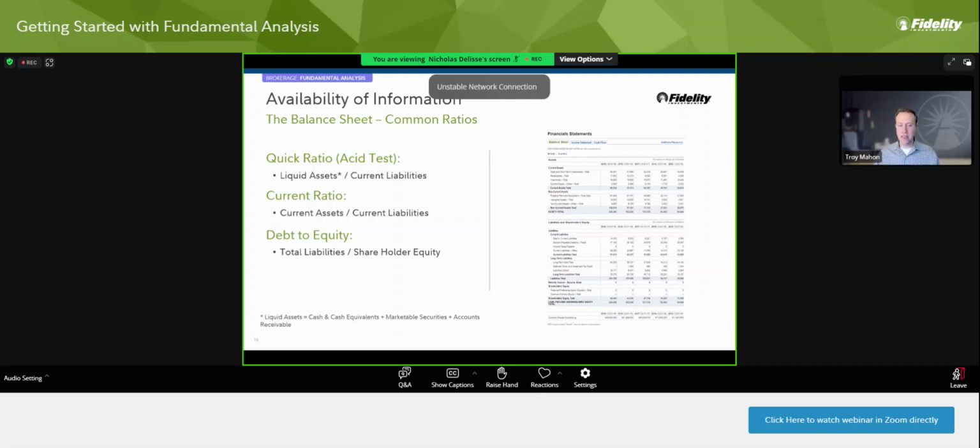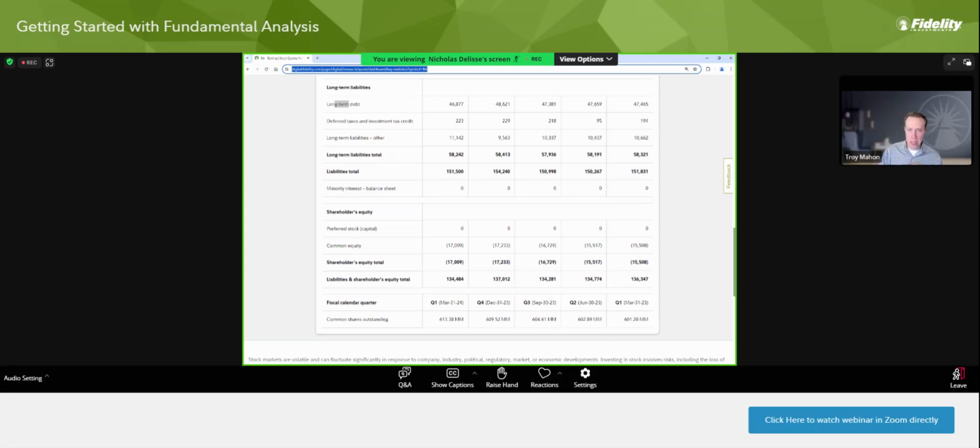Again, it's a snapshot in time. How is this company structured? What does its capital structure look like? Does it have a lot of debt? Does it have a lot of equity? You see some of the ratios here: the quick ratio, looking at more liquid current assets versus current liabilities, total assets, total liabilities.